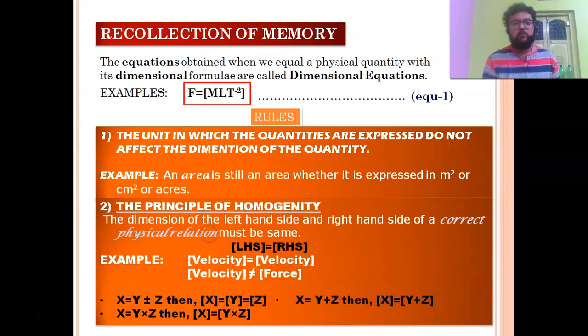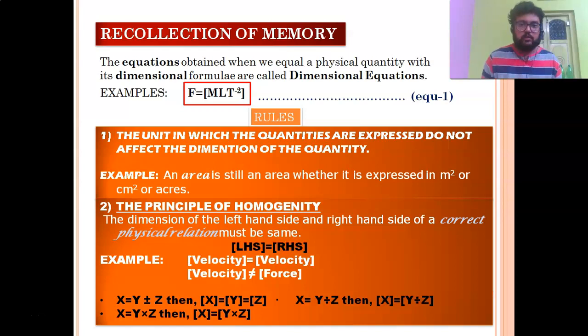Now for the second rule, which is the principle of homogeneity: the dimension of the left hand side and the right hand side of a correct physical relation must be the same. For example, if we have a physical relation whose left hand side has the dimension of velocity, then its right hand side has to be the dimension of velocity. Otherwise, it will not be a physically correct equation.